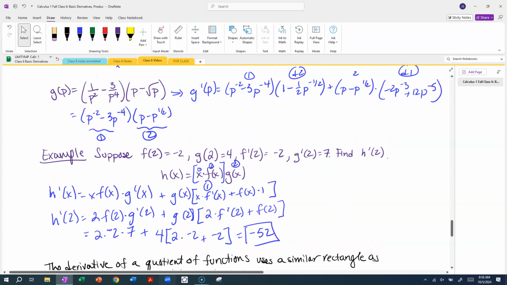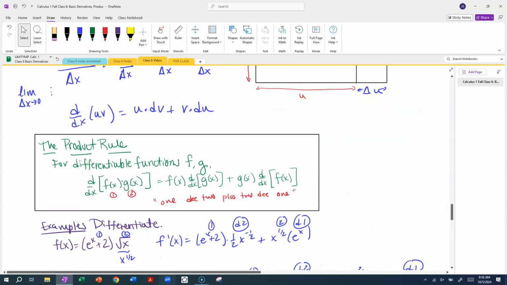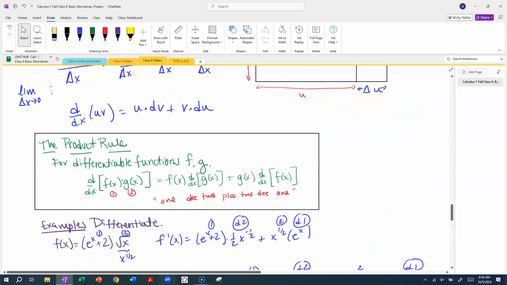All right. So product rule. We got a lot of practice with it today within this video. So again, 1d2 plus 2d1, that's how I remember it. But either way, just remember that you cannot differentiate each function and call it good. Okay, if you have a product in between two things and you have to differentiate that expression, you have to do each piece separately.